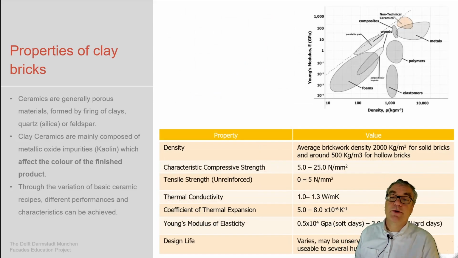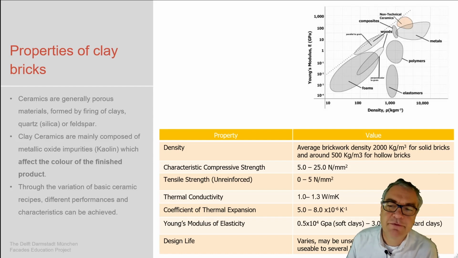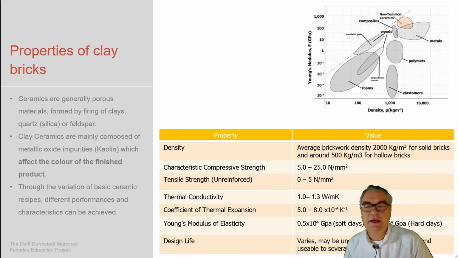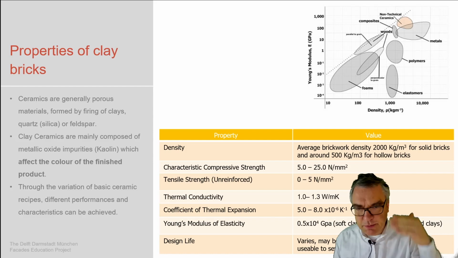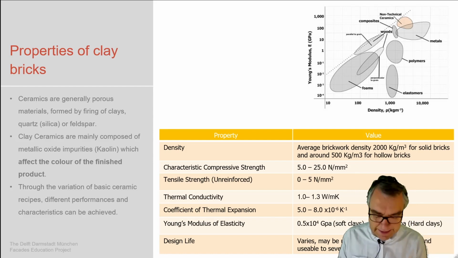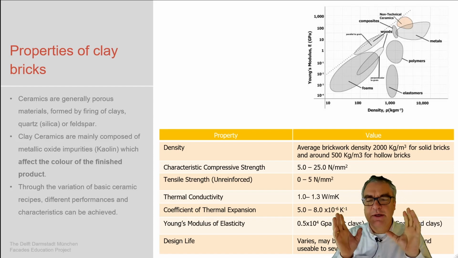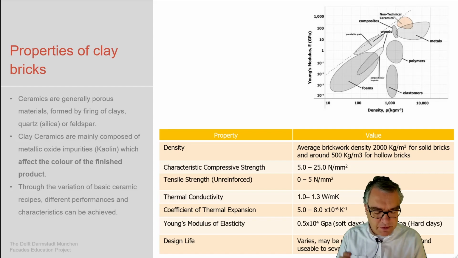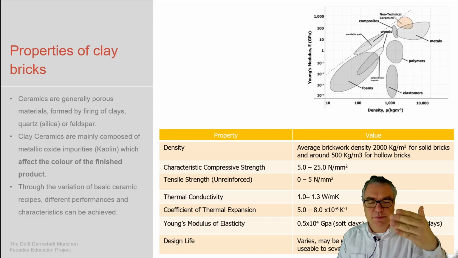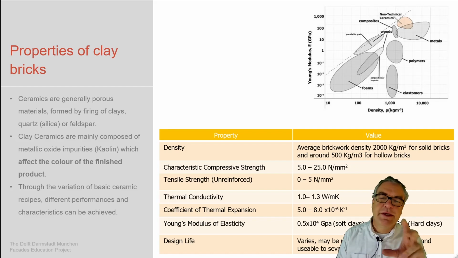When we come to certain numbers, compressive strength of a certain variety, tensile strength, as said, very limited, thermal conductivity quite high. So it transports energy very well, which leads to the situation that we create different shapes of bricks, not only solid, but with a lot of openings inside, to reduce the mass, and by that to reduce the energy transport capability of the material. We will see that later in a minute.